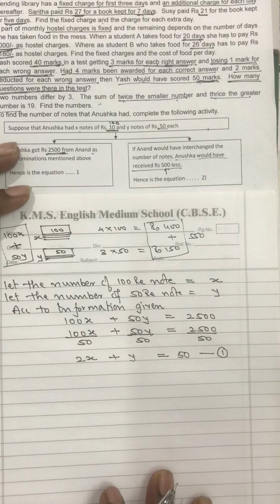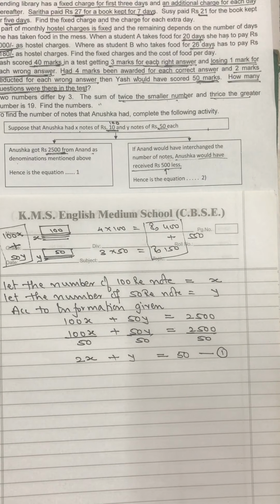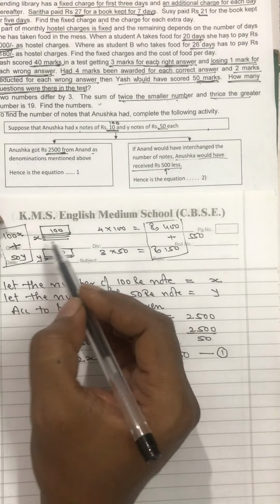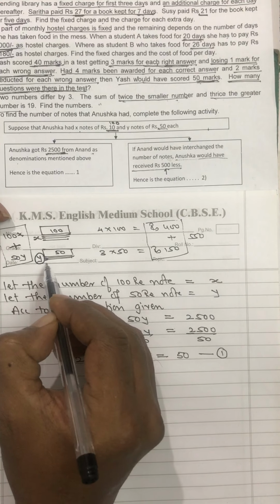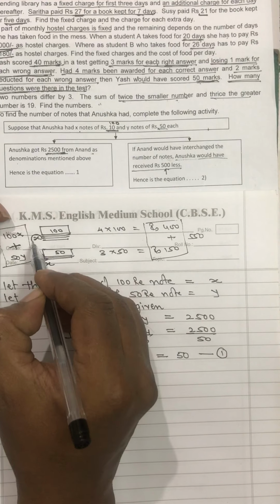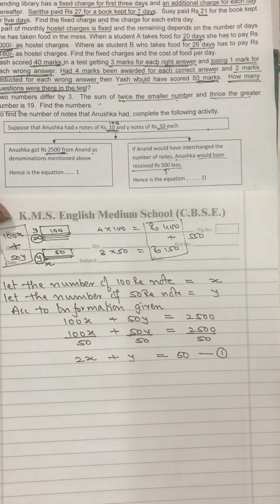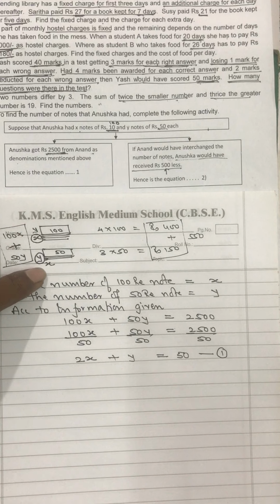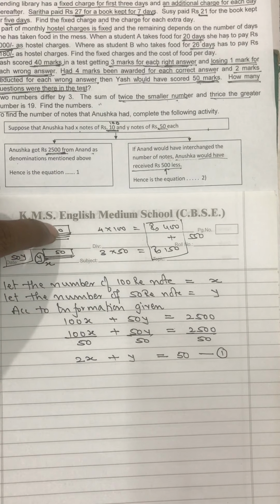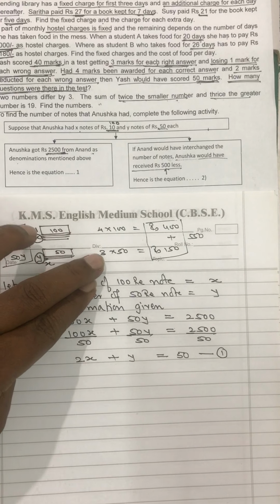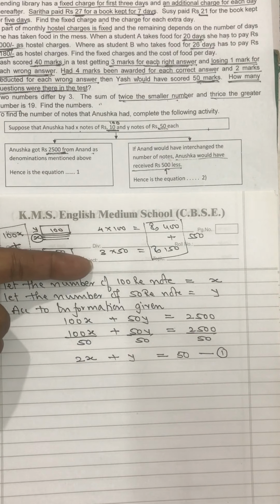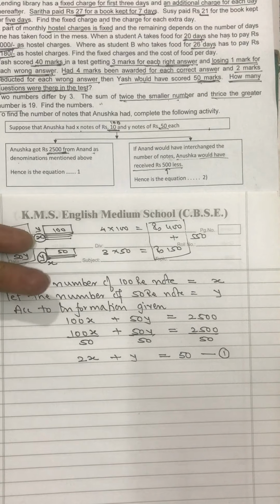Now what are they telling? If Anand would have interchanged the number of notes. Try to understand: if the number of notes are interchanged, it means these are now not Y, these are X notes, and these are Y notes. Suppose these were 3 and these were 4, now this becomes 4 and this becomes 3. We don't know what the number of notes are. So the X notes and Y notes are interchanged.